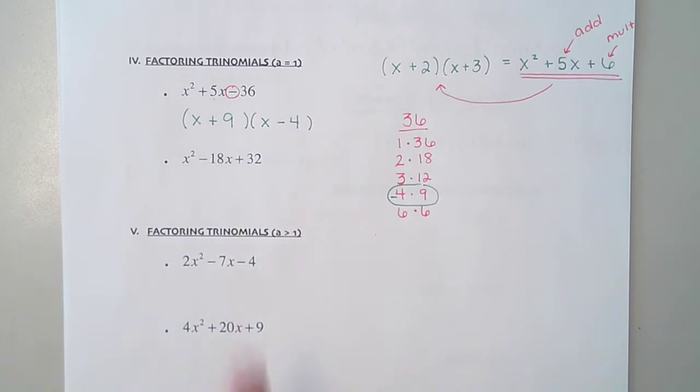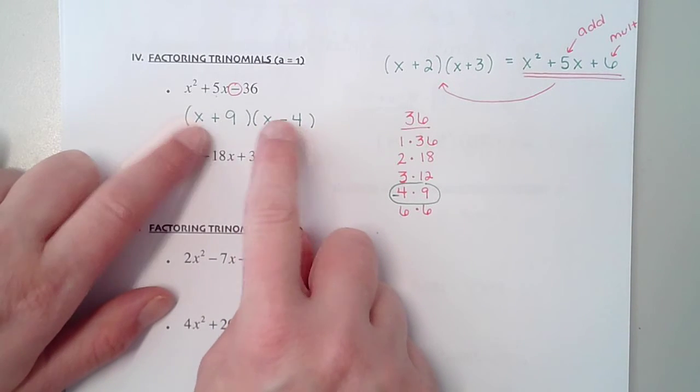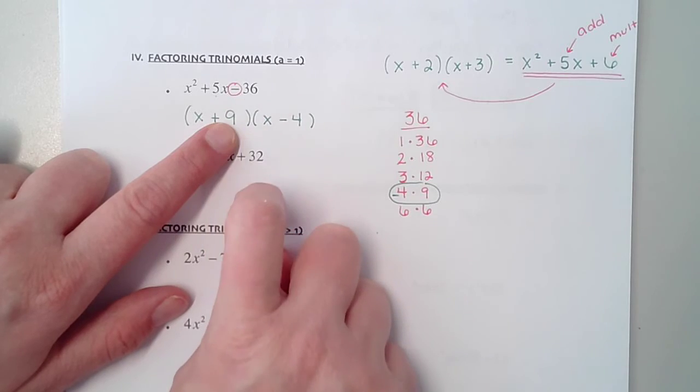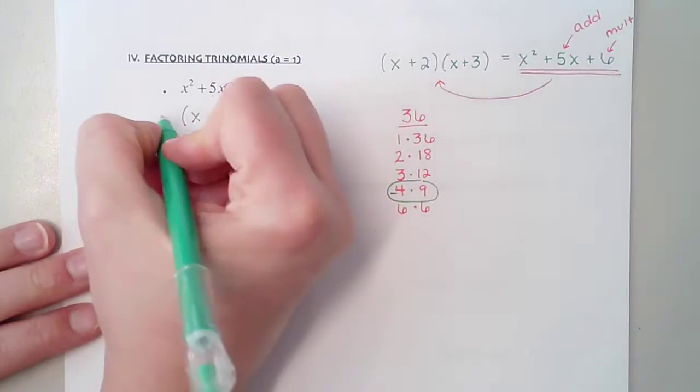And then I could just double check that in my head by FOILing quick. So this would give me x squared. This would give me negative 4x plus 9x, which is 5x, and then 9 times negative 4 gives me negative 36. So this thing here would be my final answer.